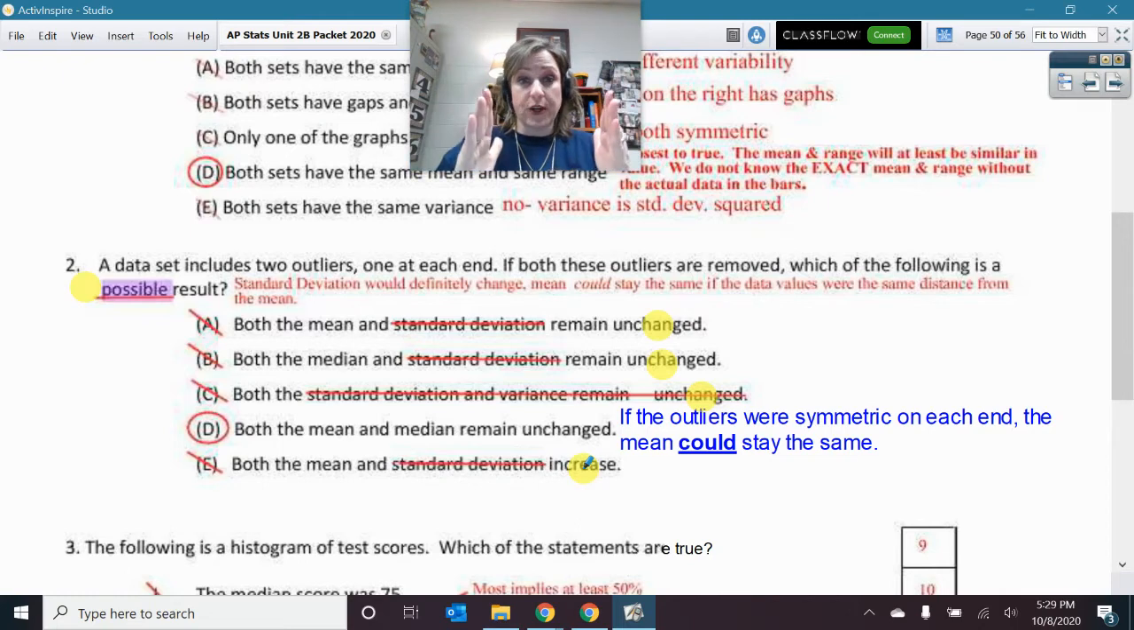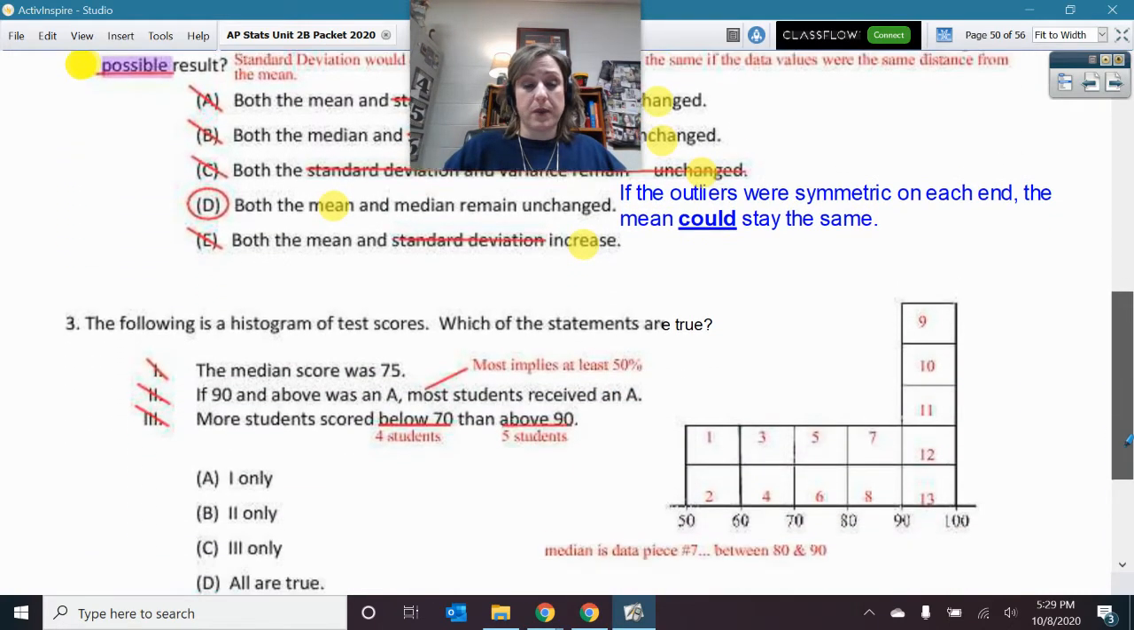No, they would decrease. Now, some of you struggle with this. You used process of elimination, so you say D, but how can this mean remain unchanged? Well, it is possible that if your outliers were totally symmetric, you took away one that was 10 above and you took away one that was 10 below, then they would still be averaging at the same place. So that could still happen if they were equal distance from the middle.